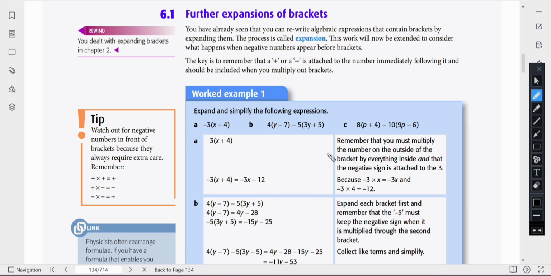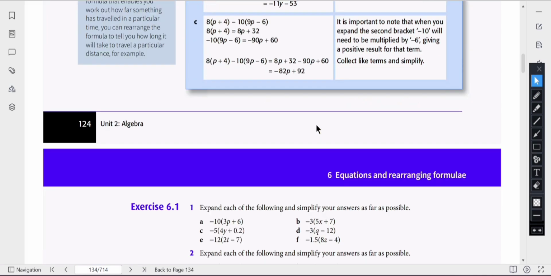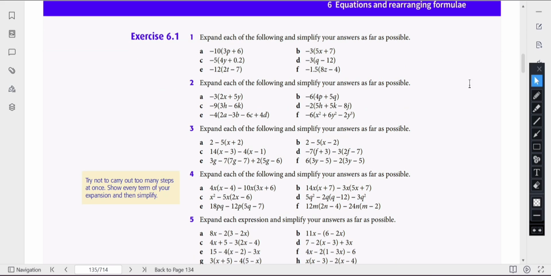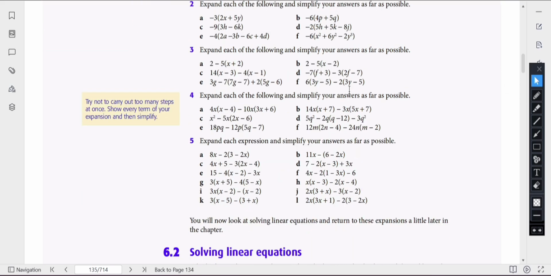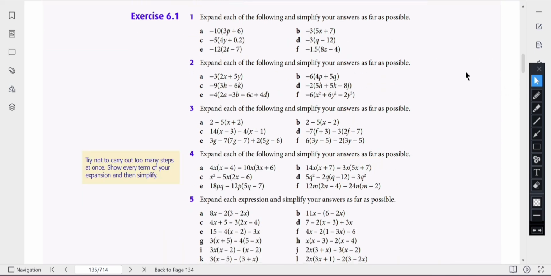And there are a couple of other practice expressions as well. You can look at the worked examples. So let's just hop on to the exercise now. Let's do all of them one by one, starting with question number 1. Expand each of the following and simplify your answer as far as possible.